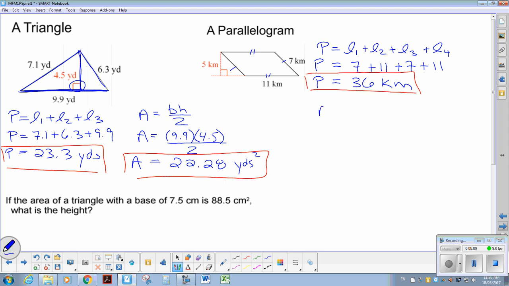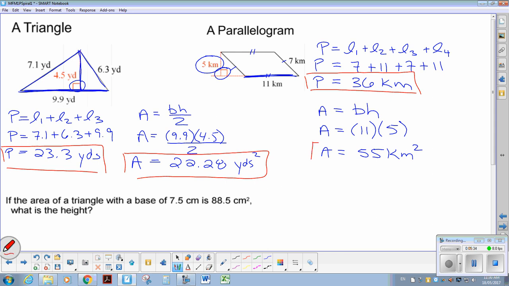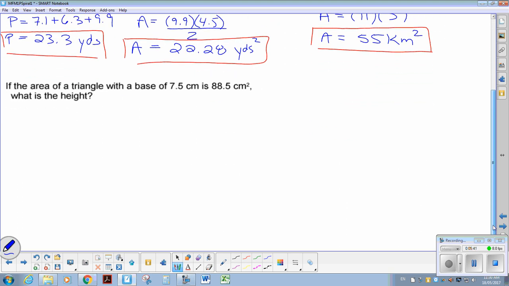And our area, again, looking at your formula sheet, is base times height. The height is provided right here. Again, that right angle symbol is associated with height in our shapes. So our base is 11, and our height is 5. So our area is 55 square kilometers. All right, so there is the area. So in this particular section, it should be a review of grade 7 and 8 shapes. There shouldn't be anything new here, except for my final example.